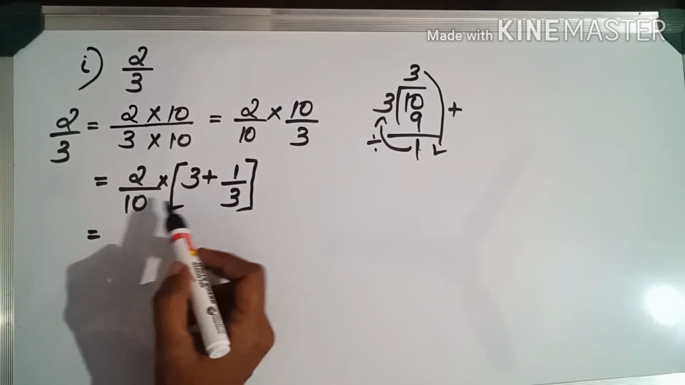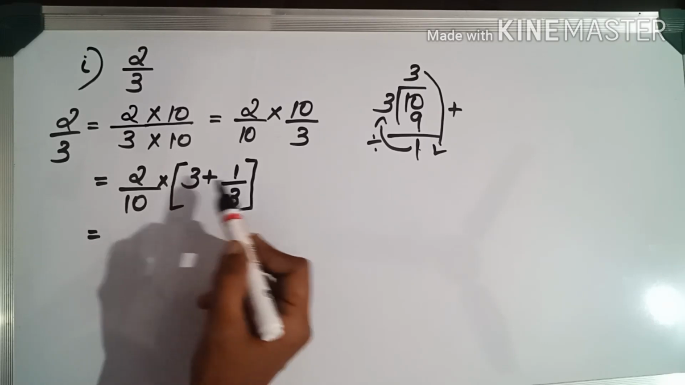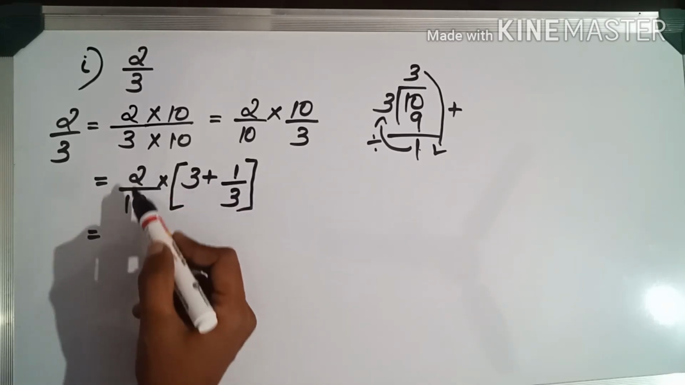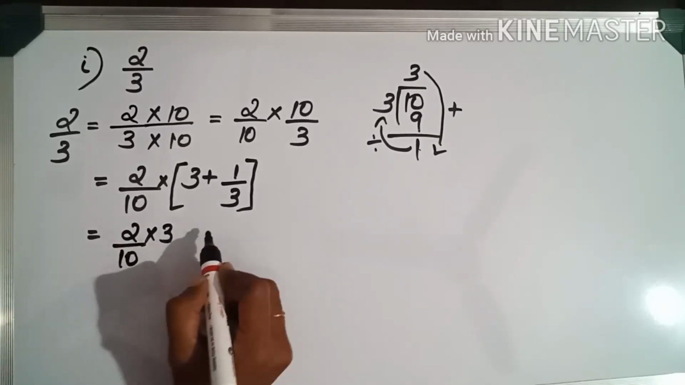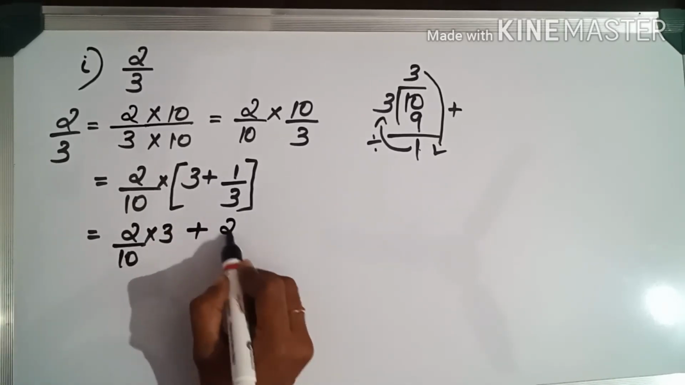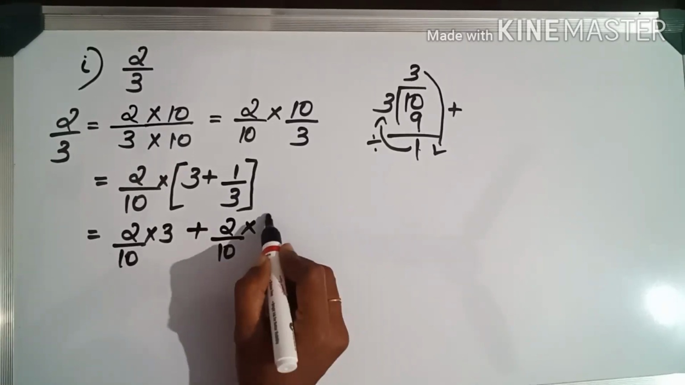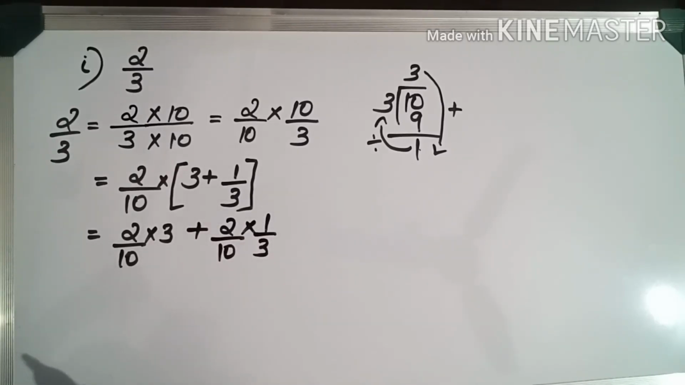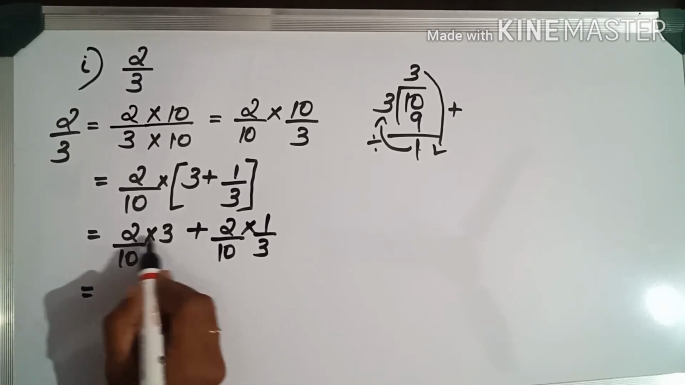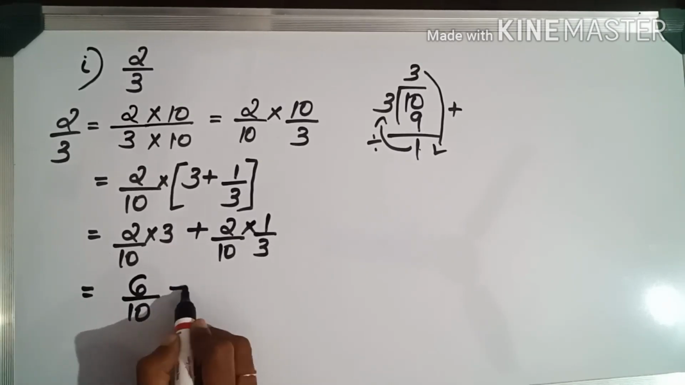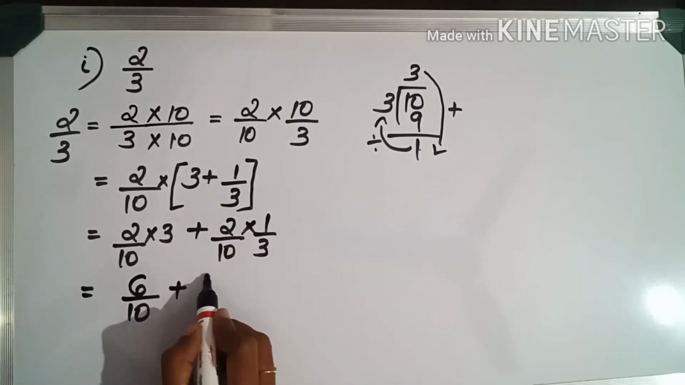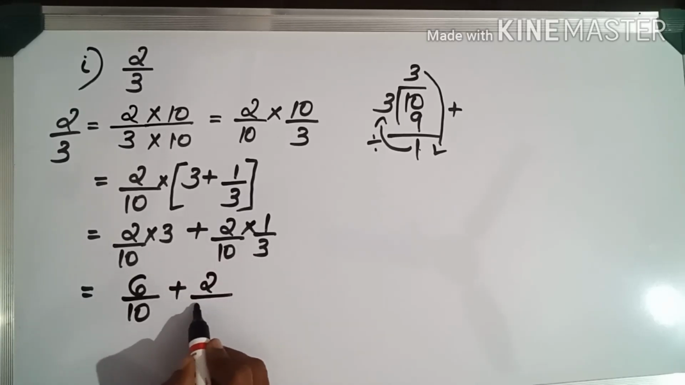Opening the bracket means we need to multiply this 2 by 10 with each number inside the bracket. So first 2 by 10 into 3, plus next also 2 by 10 into 1 by 3. Now the next step is 3 into 2 is 6 by 10, plus 2 into 1 is 2, by 10 into 3 is 30. So 6 by 10 plus 2 by 30 we got.